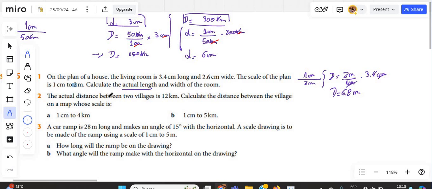The actual distance in a map, this distance between two beaches is 12 kilometers. So you have a village over here, A, and a village over here that is 12 kilometers. And it says calculate the actual distance.